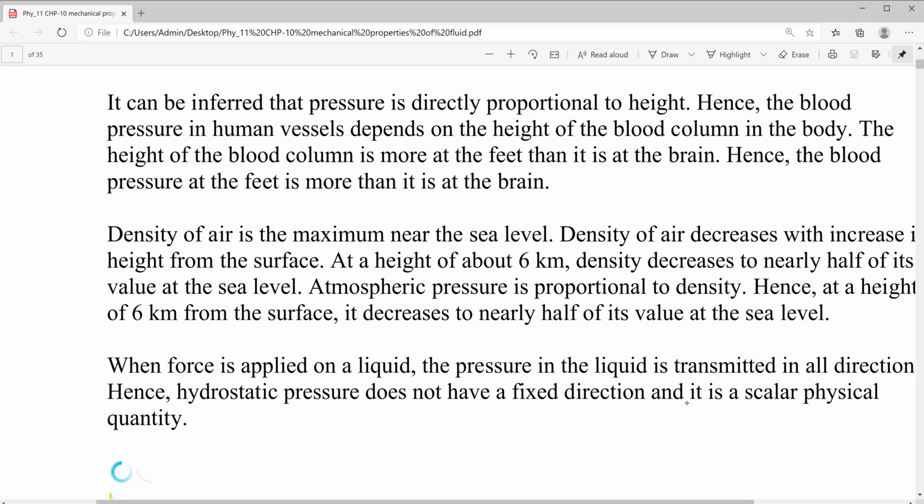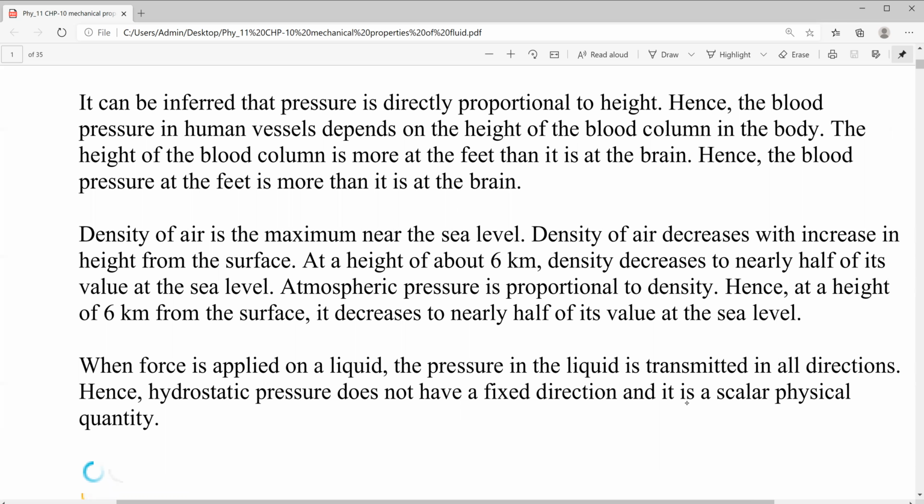Next, they ask about hydrostatic pressure. When force is applied on the liquid, pressure in the liquid is transmitted in all directions. Hence, hydrostatic pressure does not have a fixed direction, and it is a scalar quantity. This is the reason we have to mention, and this is the answer for question 10.1.